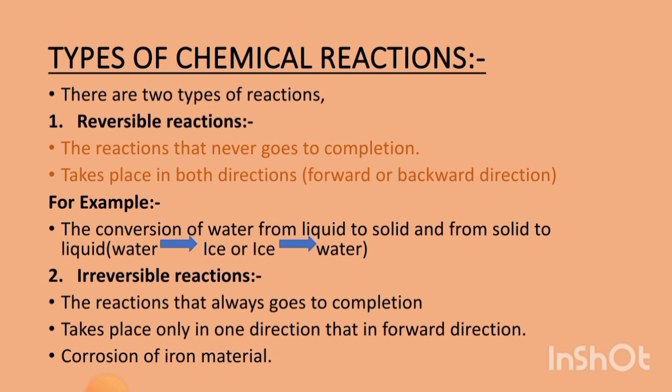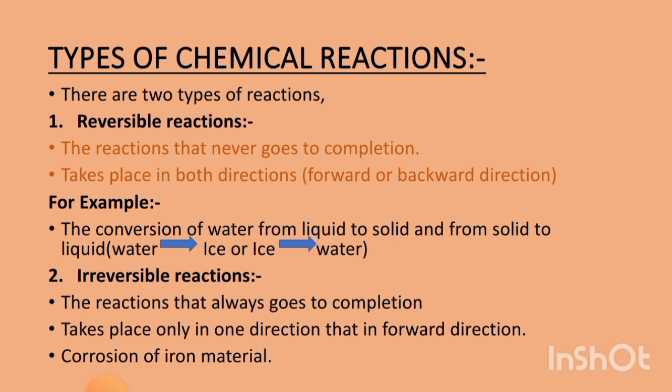But what about irreversible reaction? As you can see from the name, irreversible is the opposite word of reversible reaction. So these types of reaction are opposite to reversible reactions, like the reactions that always go to completion. For example, as I have told you, when iron filings react with sulfur upon heating, they form iron sulfide. Iron sulfide is a complete reaction; it will never convert again into iron and sulfur upon cooling. So these types of reaction, in which product cannot convert into reactants, are covered in irreversible reaction. It takes place only in one direction, that is the forward direction.